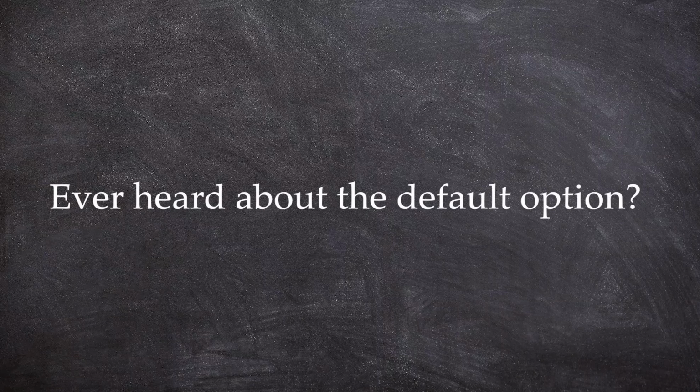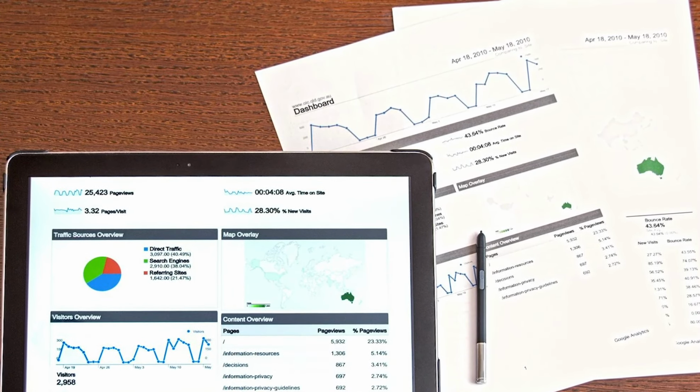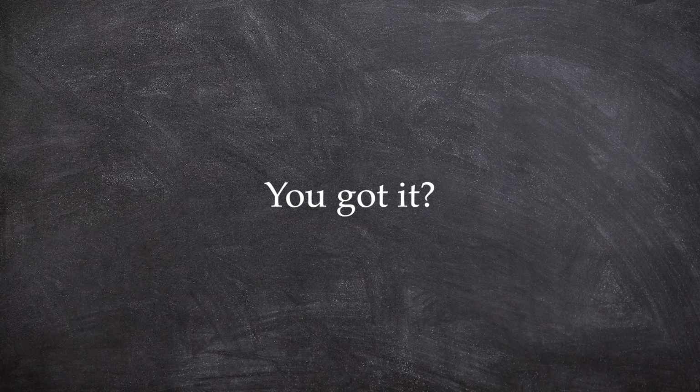Ever heard about the default option or default effect? This is the option that is automatically chosen, the alternative the person will obtain if he or she does nothing. Experiments and studies have proven that making an option a default increases the likelihood of it being picked. Sounds perhaps obvious to you, or is it all just too confusing?